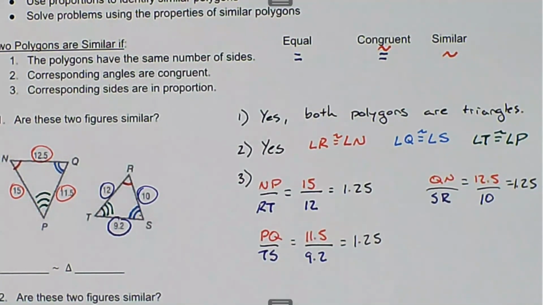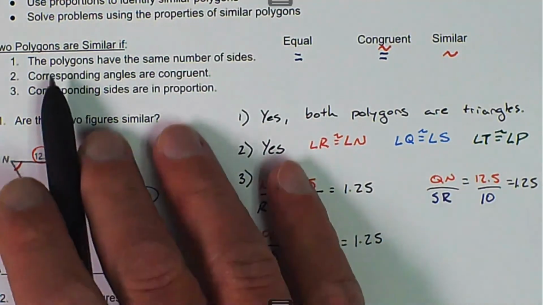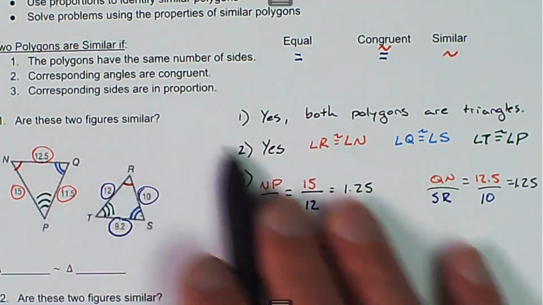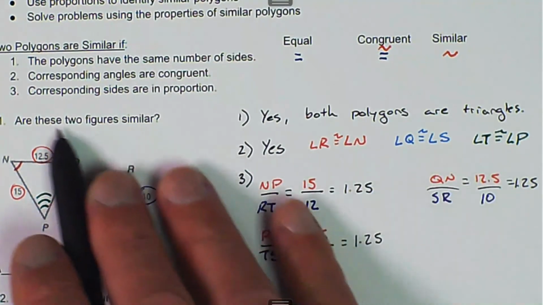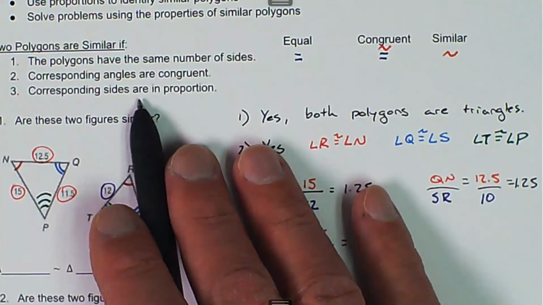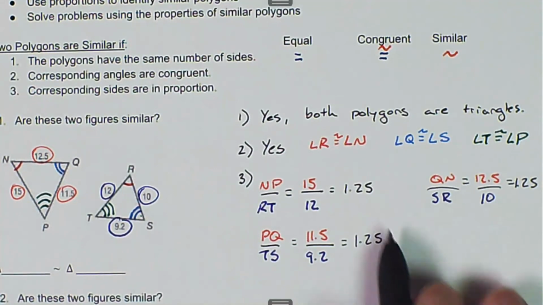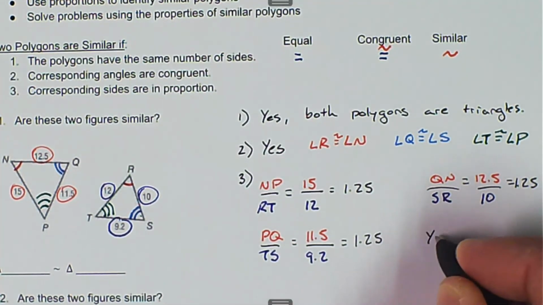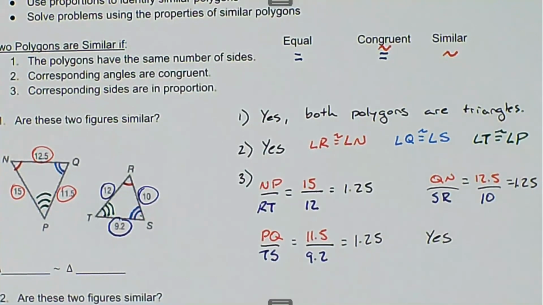So we can go back and check. Polygons have the same number of sides. Yes. The corresponding angles are congruent. Yes. Corresponding sides are proportional. Yes, because their scale factor all came out the same. So for number 3, that is going to be a yes also.